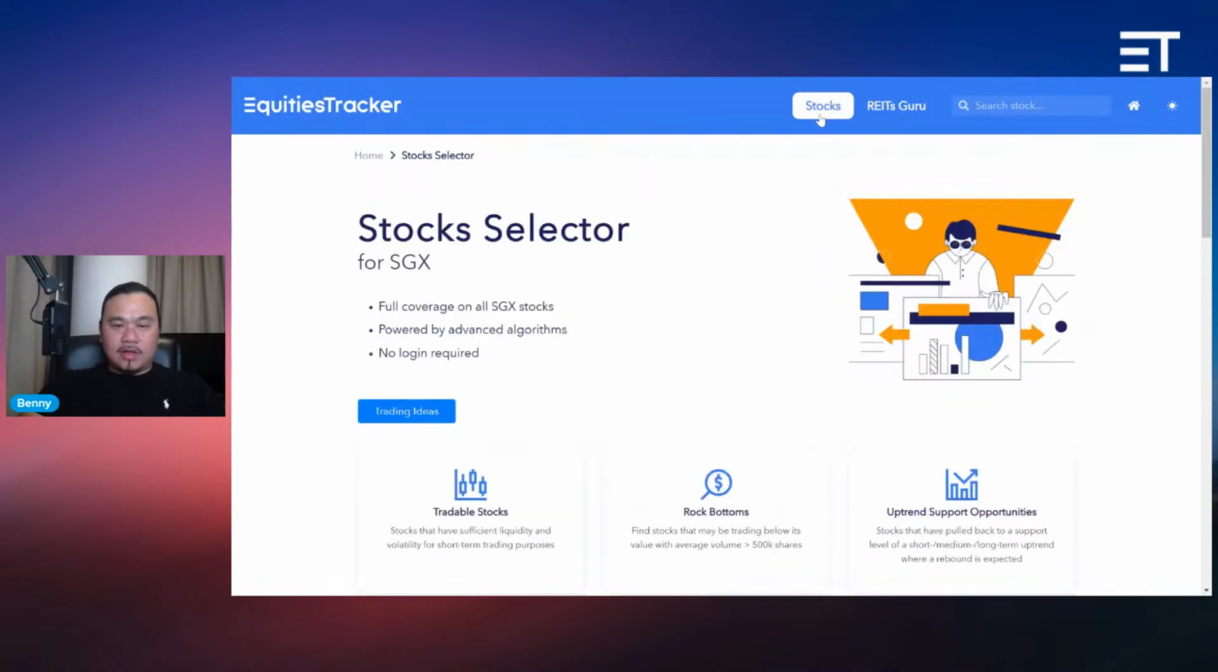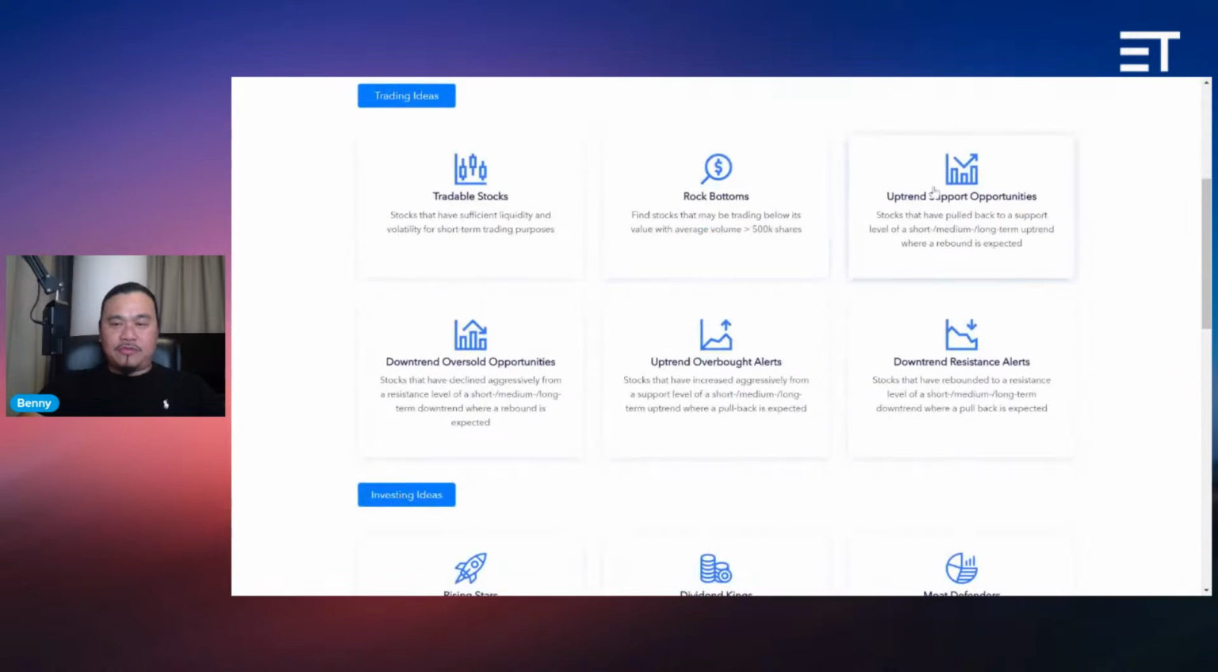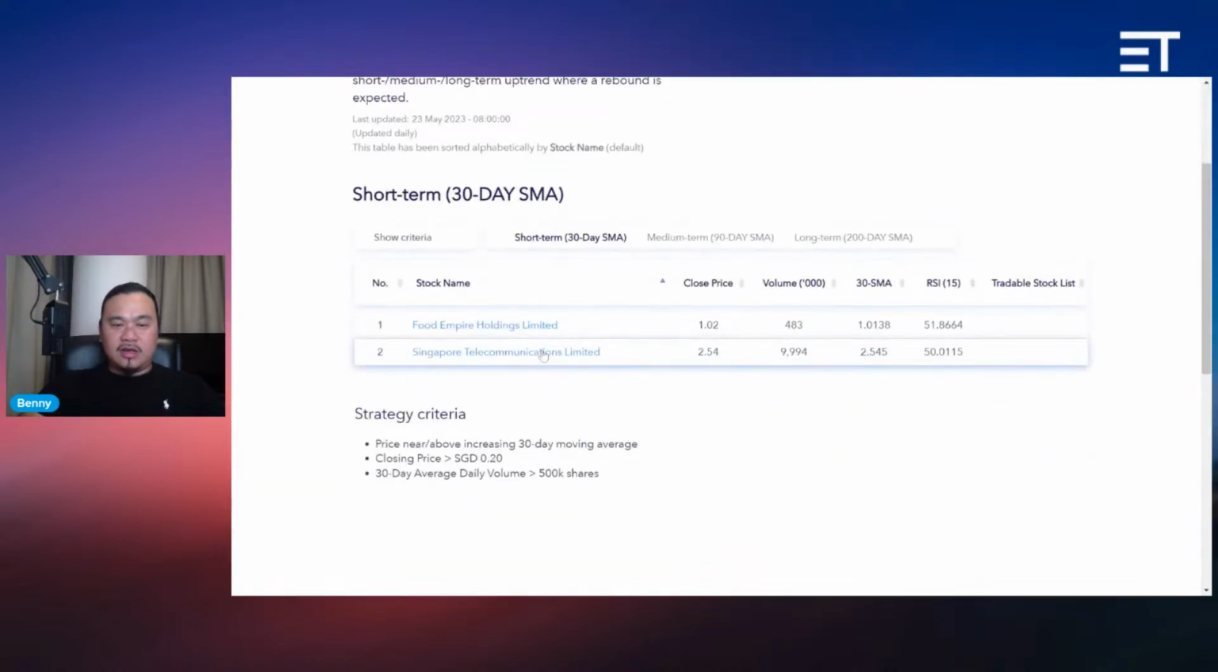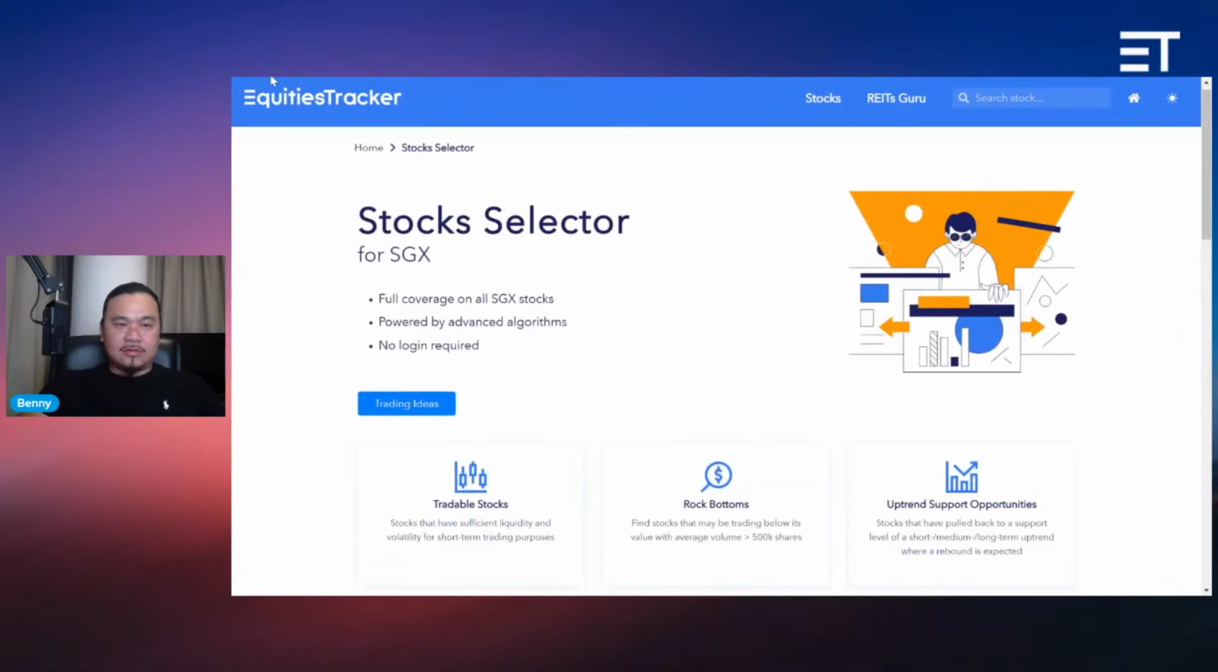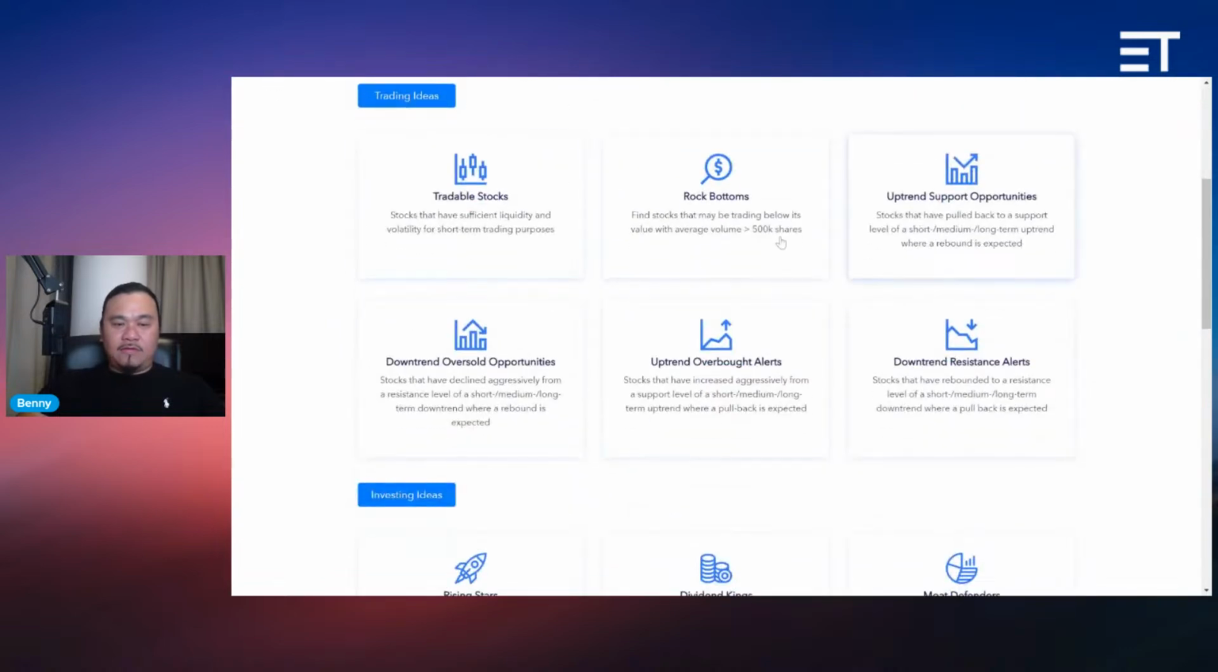Okay, I'm gonna go back to that list. So uptrend support opportunities, not much here, right? We have Food Empire, and we have Singapore or Singtel. If you want to look for downtrend oversold opportunities now, this price has gone way below the moving average. It's come down quite significantly, and therefore technically it is deemed oversold.